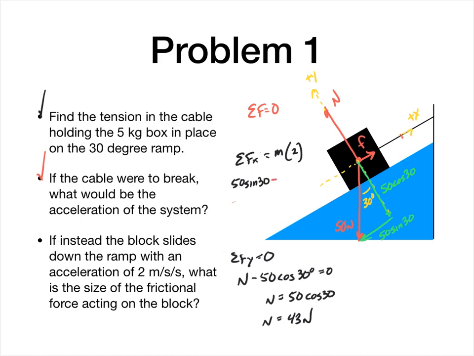So 25 minus friction equals m times a. There it is. 25 minus friction equals 10. So friction must equal 15 newtons. Done. Check. Next slide.